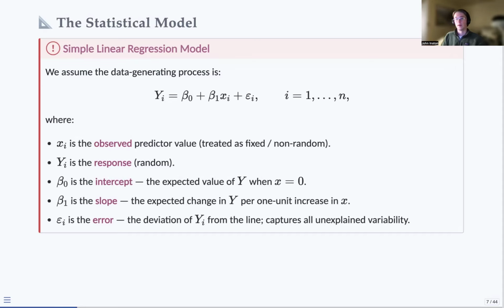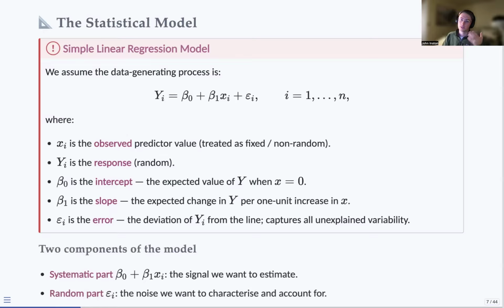In simple linear regression, we have two parameters: the intercept and the slope. The intercept is just the expected value of y when the observation is 0. This is typically not something we're hugely interested in, but sometimes it can be important. Beta 1 is more the parameter we're interested in. This is the expected change in y per 1 unit increase in x. So as x changes, how does y change? As I just mentioned, you can think about beta 0 plus beta 1 xi as the systematic part. This is the fixed deterministic part, and the random part is all captured within the noise.